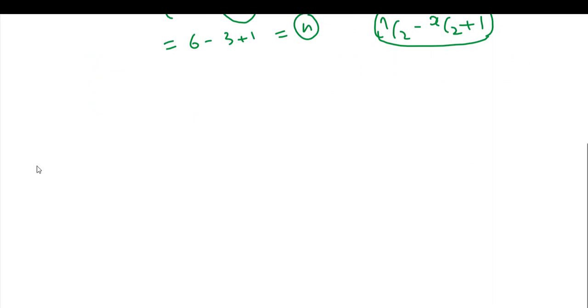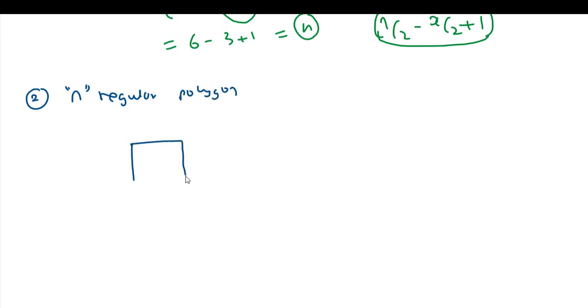Let us now see how to find the number of diagonals. So if you want to find the number of diagonals in an n-sided regular polygon, let us consider one square. If you want to find how many diagonals are there, manually we can say by joining these 2 points we can form one diagonal. By joining these 2 points we can form another diagonal.